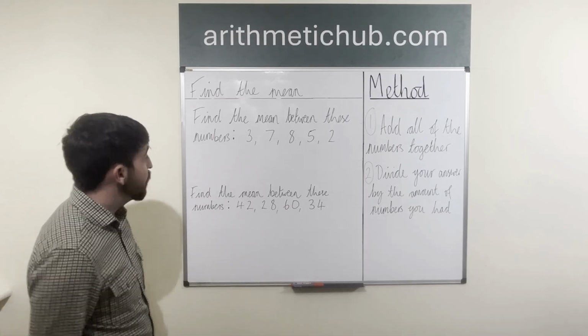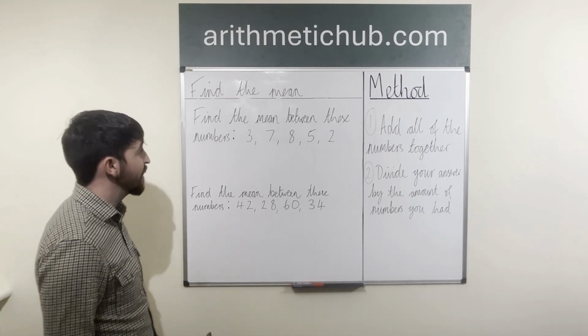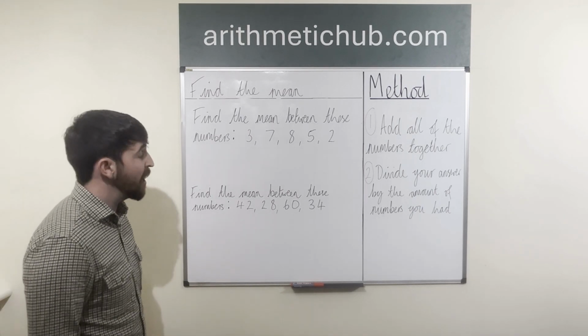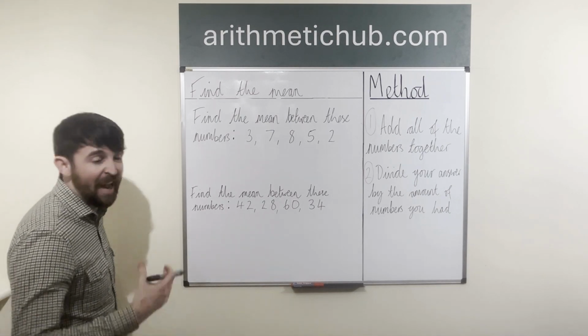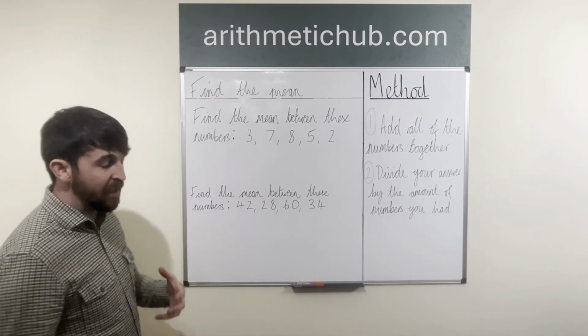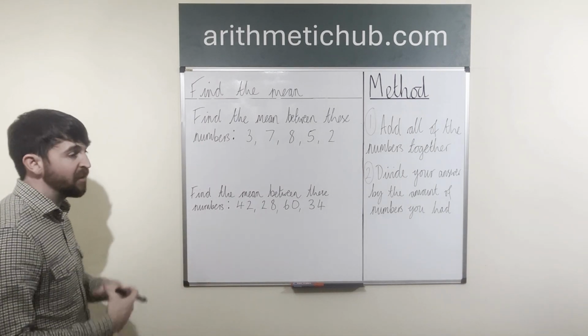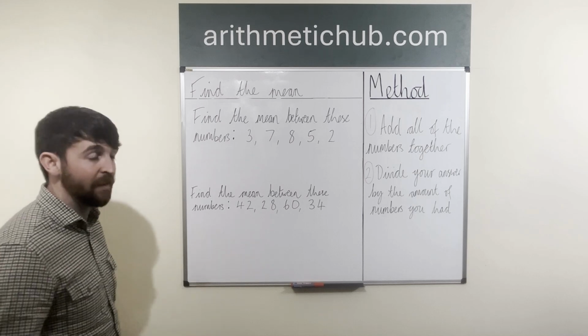Hi everyone, so today we're having a look at finding the mean. Now finding the mean can also sometimes be said as finding the average. We're going to have a look at the method for finding the mean or the average today. What it means is the sort of central part of these numbers, okay? So the halfway point of these numbers basically. The average is sort of like the halfway point of a list of numbers, okay?